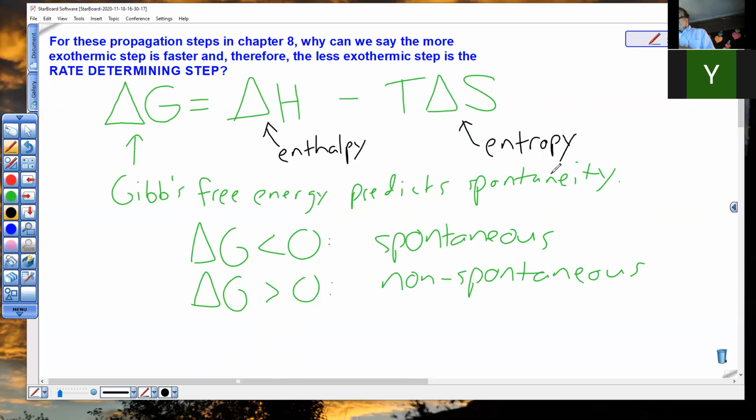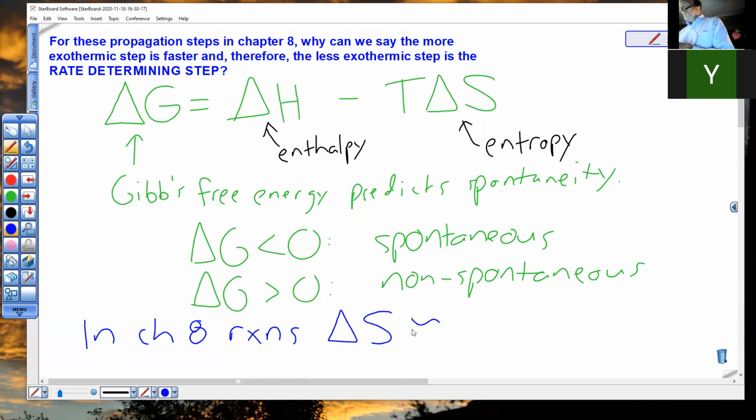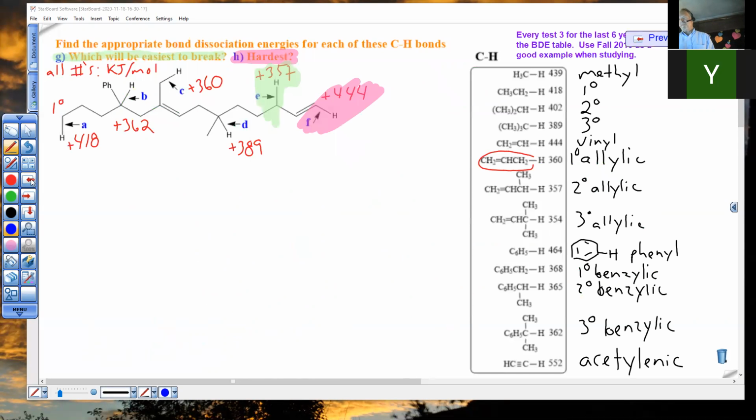So, in reactions where entropy is a factor, this is a huge part. Most reactions don't have entropy as a factor. Then enthalpy is the driving force. In chapter 8, you just have to trust me on this one. Chapter 8 reactions, the entropy change is roughly 0. Our reactants and products, let's just look at our propagation step 1 and 2 that we've seen before.